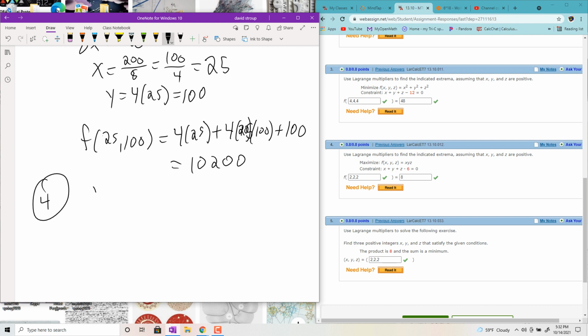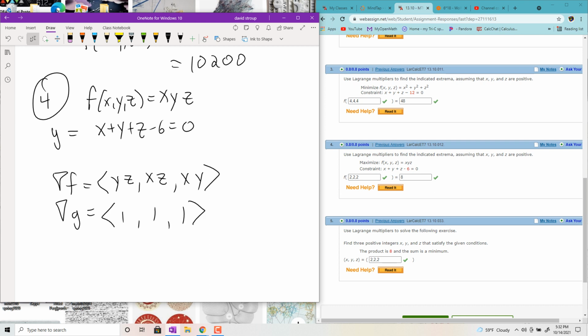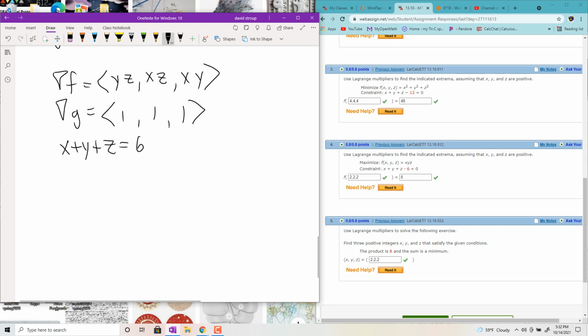But you want to maximize f of x, y, z equals xyz. The constraint function is x plus y plus z minus 6 is 0, so that's going to be your g function. Get your gradient. So the gradient of f is going to be yz, comma xz, comma xy. The gradient of g is going to be 1, 1, 1. And then your constraint equation, again, x plus y plus z minus 6 is 0, or equals 6 if you'd rather.